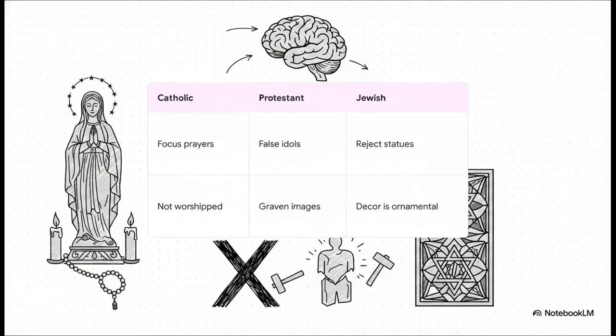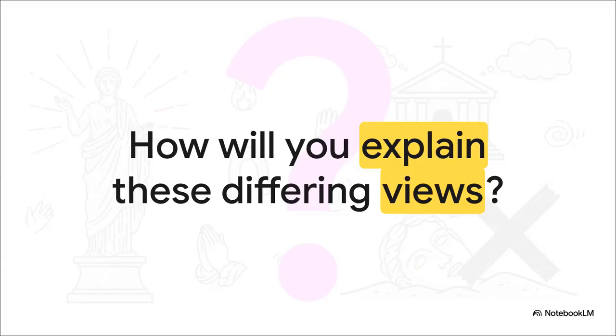And finally, for the Jewish faith, statues of people are entirely rejected in the synagogue, utilizing strictly ornamental decoration instead, because an infinite God goes completely beyond human understanding and physical depiction. So as you sit down to write your essay on good and evil, ask yourself this final question. How will you explain that one single ancient text, the Ten Commandments, can result in 3 wildly different physical environments for worship?